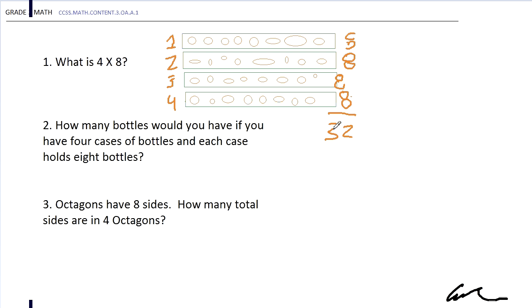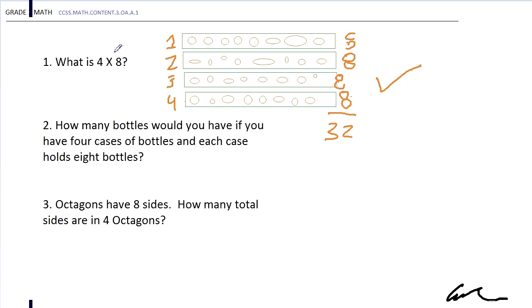And let's say, to double check, we can very quickly just count all of the circles that we have here. And we see that we have 1, 2, 3, 4, 5, 6, 7, 8, 9, 10, 11, 12, 13, 14, 15, 16, 17, 18, 19, 20, 21, 22, 23, 24, 25, 26, 27, 28, 29, 30, 31, 32. Very good job. So the answer here is 32. We have 4 groups, 8 each, 32.